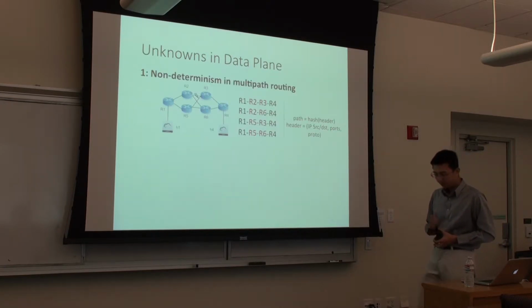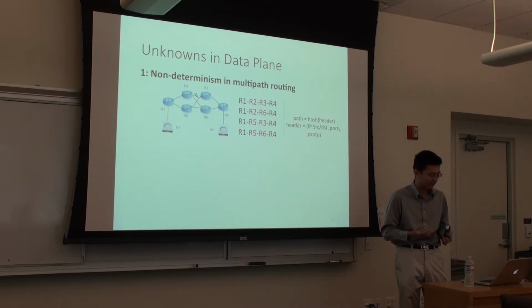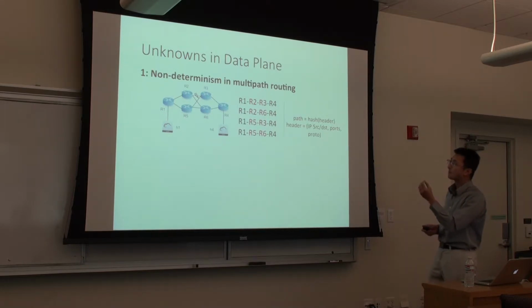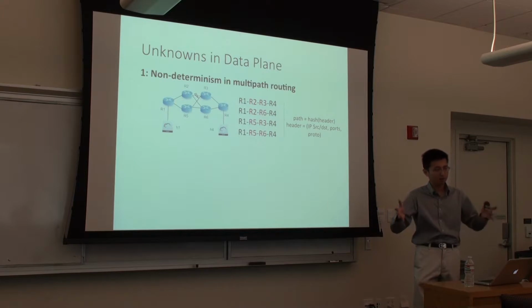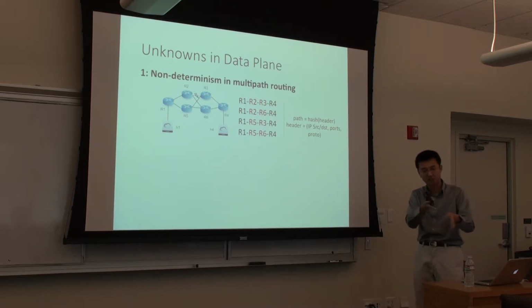So it didn't take long before we realized that the model for ATPG was greatly simplified. We assume the network is deterministic and static, and that's not true. There are so many unknowns in the data plane, in a true large data center. The first unknown comes from the non-determinism in the multipath routing. So remember that MSN uses tunnel-based routing, where there are multiple tunnels set up between two data centers. And these tunnels or paths may go through different links to balance the load.